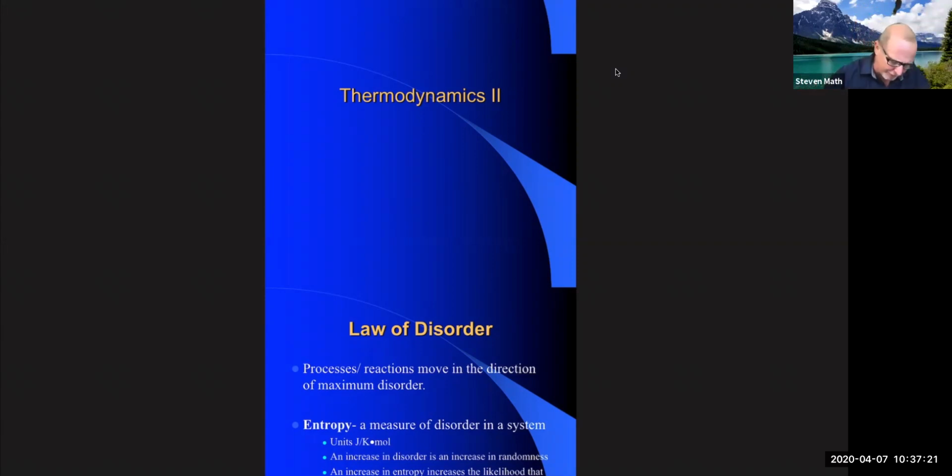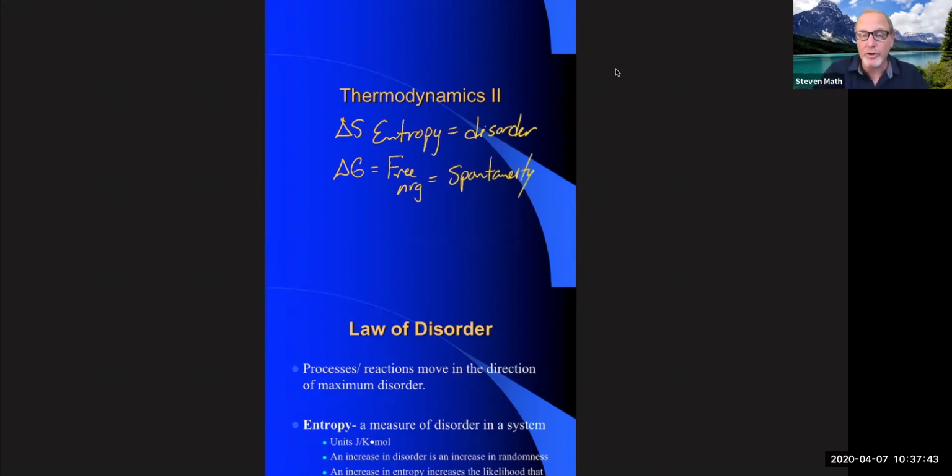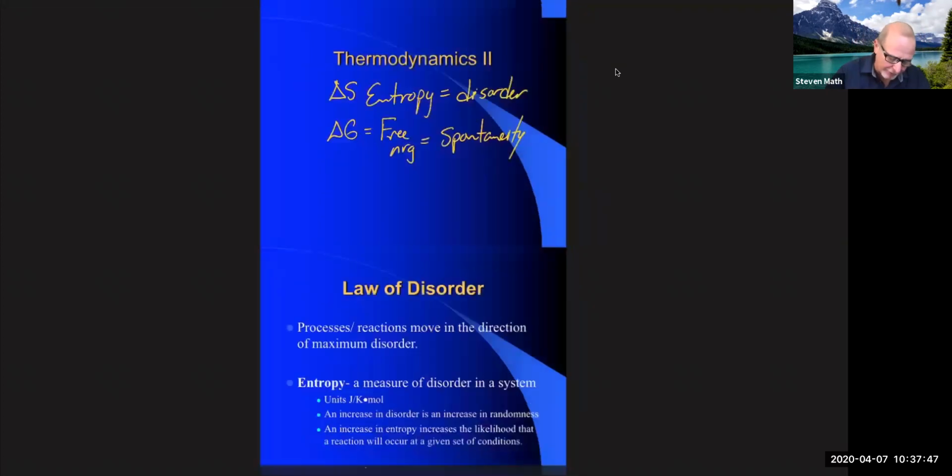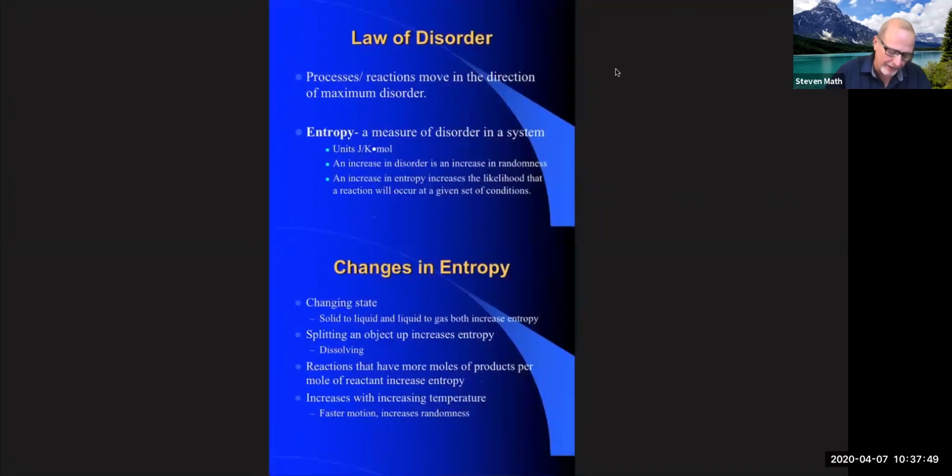So our overview for this is we're going to look at delta S, which is entropy. That's going to be a measure of disorder. And we're going to look at delta G, which is called free energy. And that's going to be a measure of spontaneity. Will a reaction occur? That's a biggie right there. But before we get to free energy, we got to go through entropy.